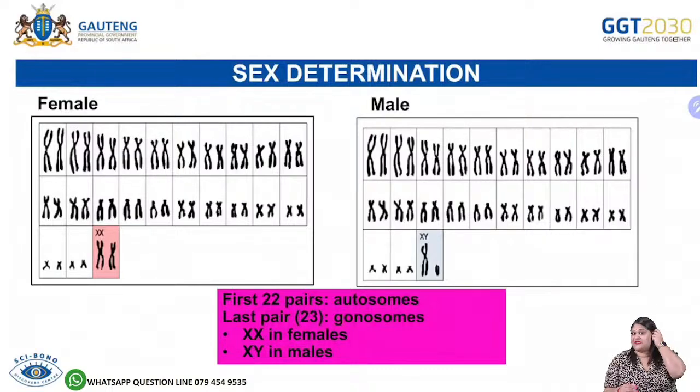Now we move on to sex determination. So you have basically figured out that we have autosomes and gonosomes, and the gonosomes are the ones that determine the gender of an individual.